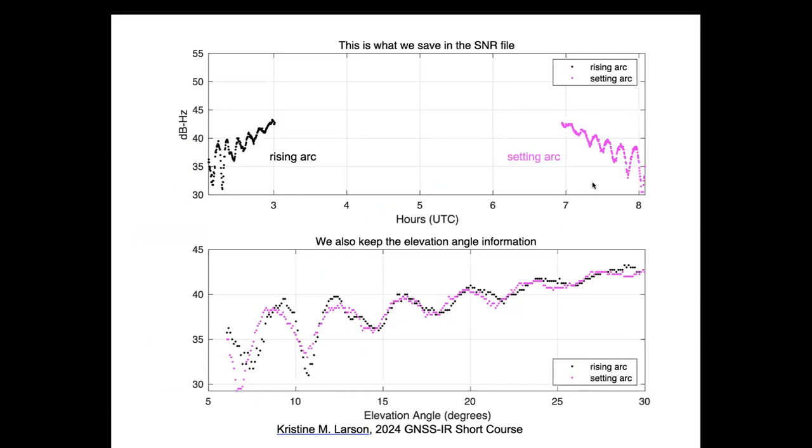As Felipe said, it's about an hour of useful data to count these oscillations. Now, this happens to be a soil site, and it wouldn't be a very good tide gauge site because it's only 2 meters tall. And down below is what it looks like as a function of elevation angle. Here I've shown it as rising arc and setting arc, but you can't tell which it is unless you look above. It's elevation angle and SNR data. And the task of the code is to estimate the frequency of those oscillations.